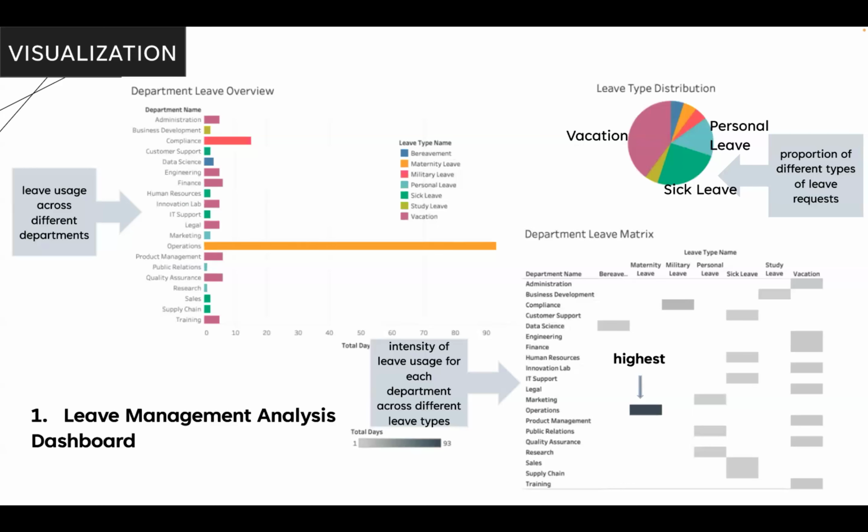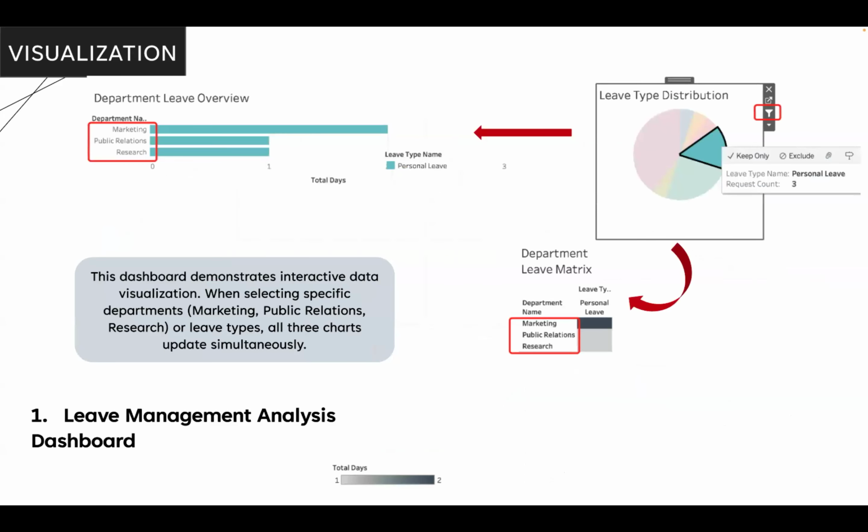I'll present our leave management system visualization analysis. The department leave overview shows that operations has the highest usage, primarily due to maternity leave. The leave type distribution pie chart reveals vacation as the largest share, followed by sick leave and personal leave. The department leave matrix heat map displays leave intensity across departments, with dark colors indicating more days taken. More importantly, this chart works interactively. When specific data is selected, all charts update simultaneously.